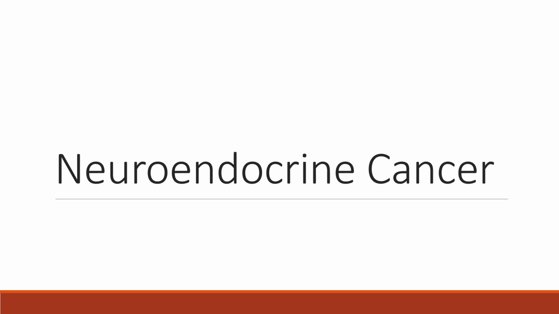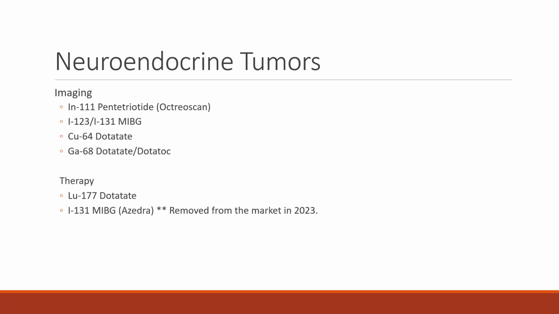All right, so now we're going to talk about neuroendocrine tumors. There are a lot of different ways to image the neuroendocrine tumors. You can image them with indium-111 pentetreotide, that is Octreoscan. You can image them with I-123 or I-131 MIBG. That is better for some types of neuroendocrine tumors like pheochromocytoma, which is in the adrenal glands, but it's not as great for others. It's also great for neuroblastoma.